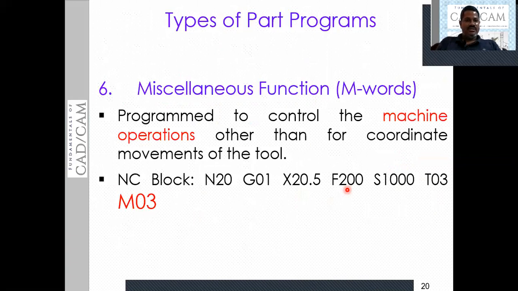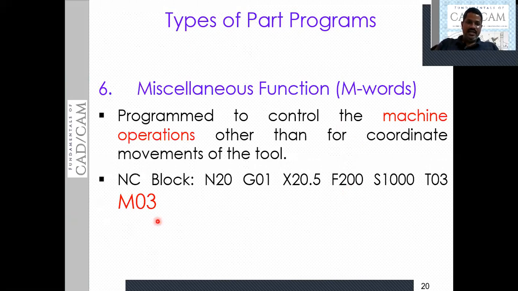As I said just now, we have miscellaneous functions also. These are used to instruct the machine other than the movements of the tool. The movements of the tool are specified in the case of preparatory functions, which we will discuss in the coming slides. Miscellaneous functions are specifically used to control the machine, like coolant on, coolant off, whether to rotate the spindle in clockwise direction or anti-clockwise direction. So these miscellaneous functions are specifically used for that.